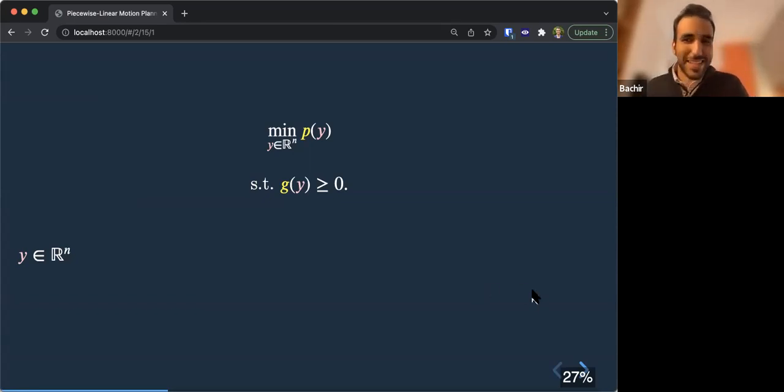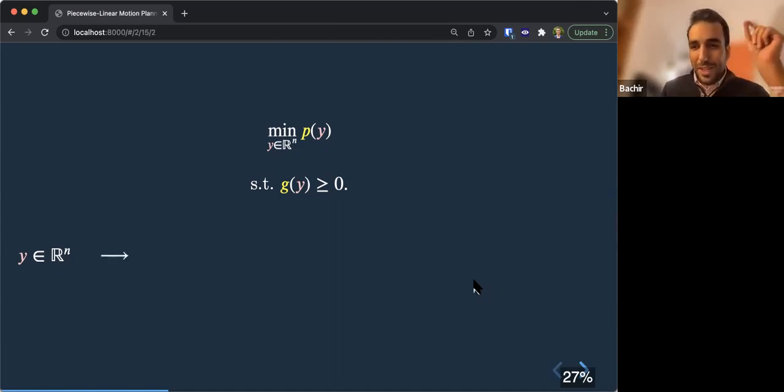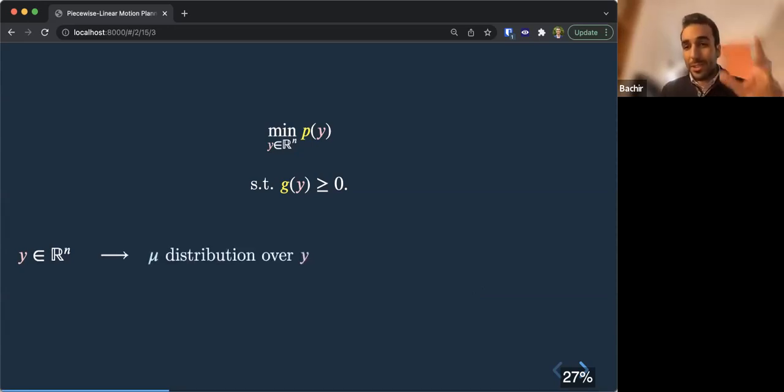So what is this idea? And if there is something you should remember from this slide, it's really this one. So instead of looking for a vector y, what we're going to look for is a distribution mu over vectors y. So I'm not looking for a single point anymore. I'm looking for a distribution over points. So how is that helpful? Or at the very least, how can we reformulate the problem in terms of this distribution? So for example, I want to minimize p of y, right? What does that mean in terms of this distribution? Well, I'm going to replace that with minimizing the expectation, or the average, of this function p according to this distribution mu.